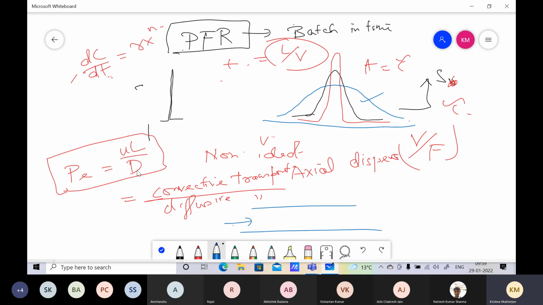Let me do it without the maths. Let us look at the reaction rates. The reaction rate, V versus S, for such reactions is like this.